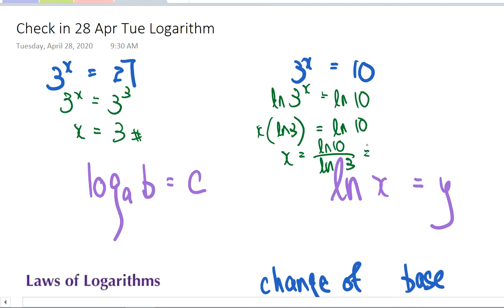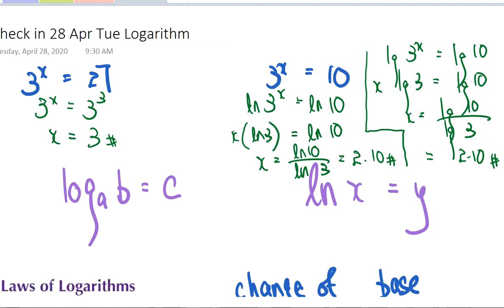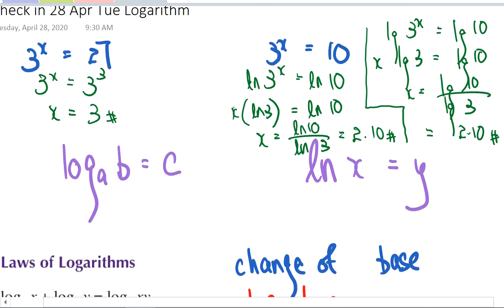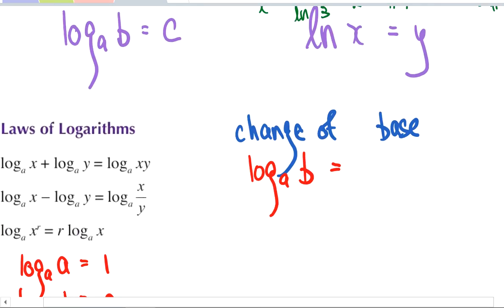If you press your calculator, what will you get? 2.09. Okay, that's the introduction to logarithm. Okay, so this is simple, but one thing you need to know.